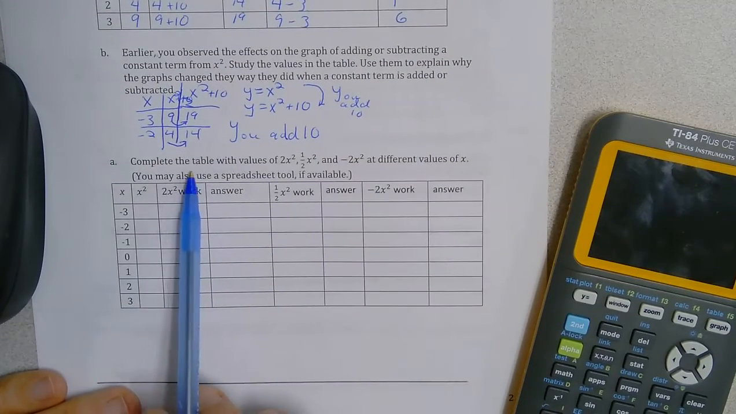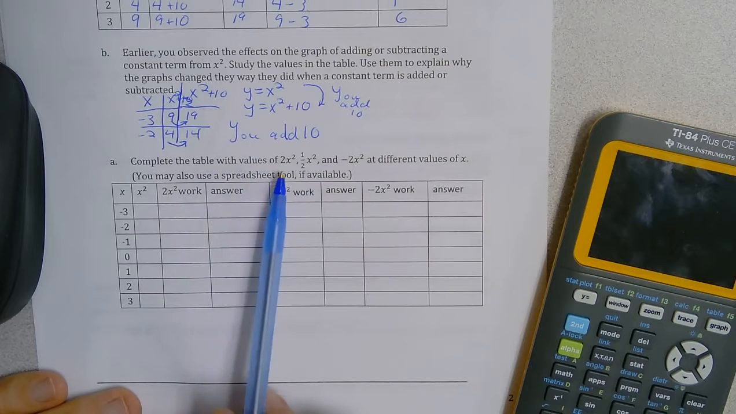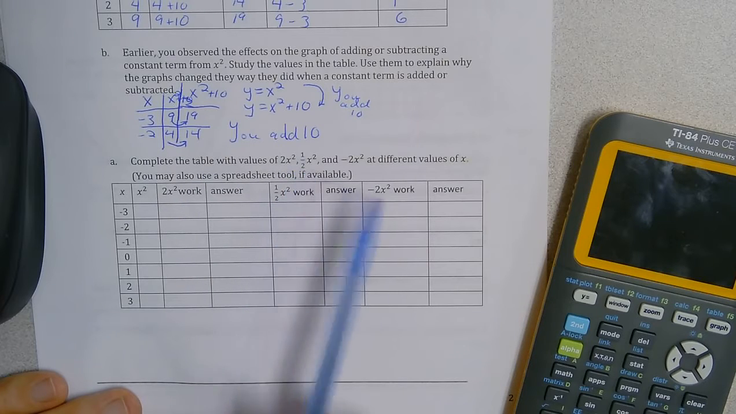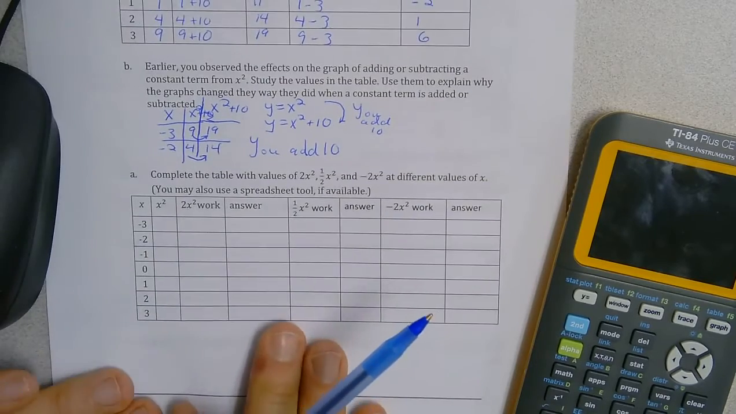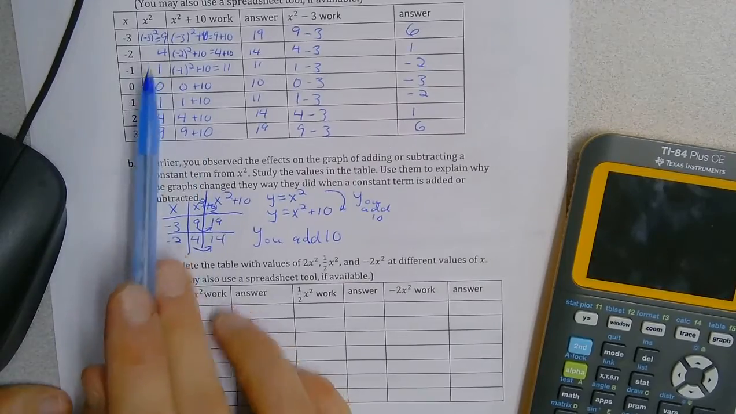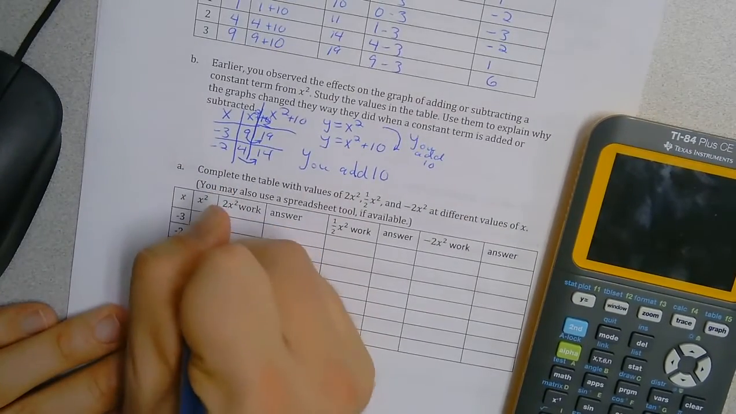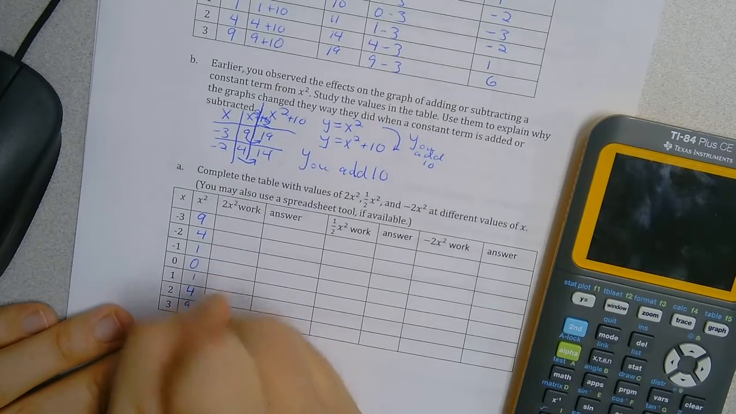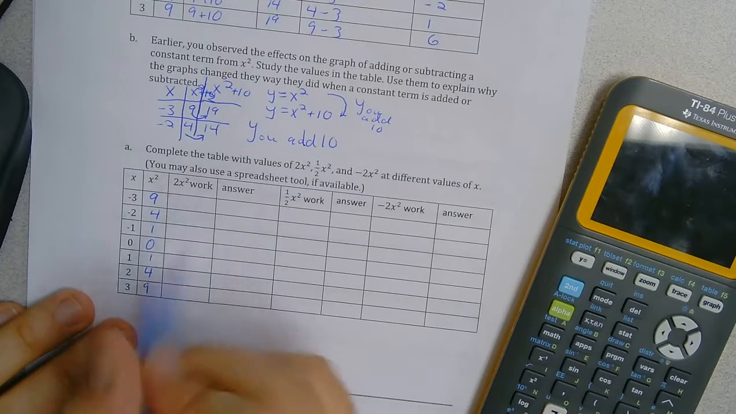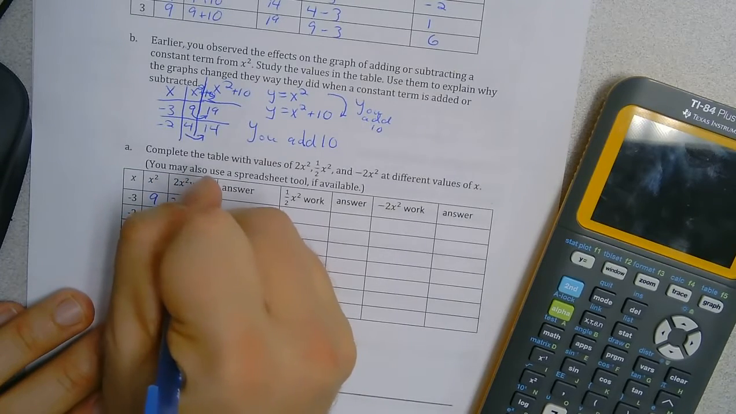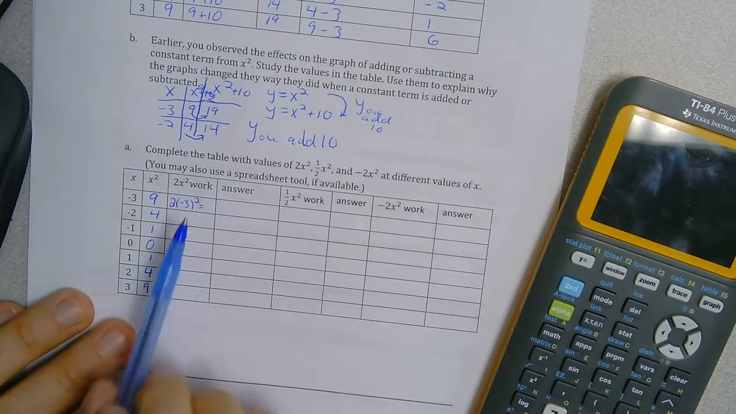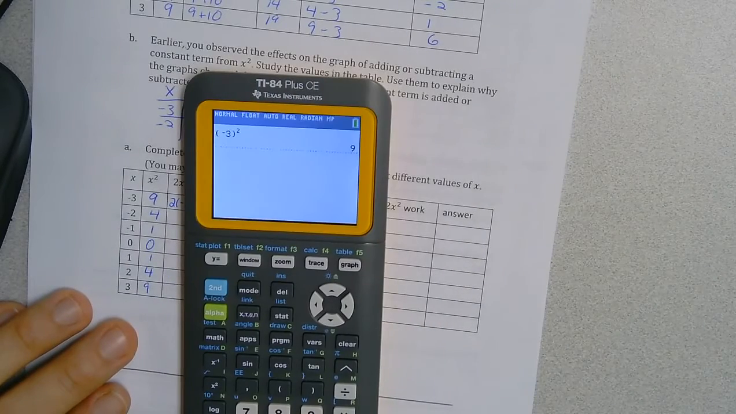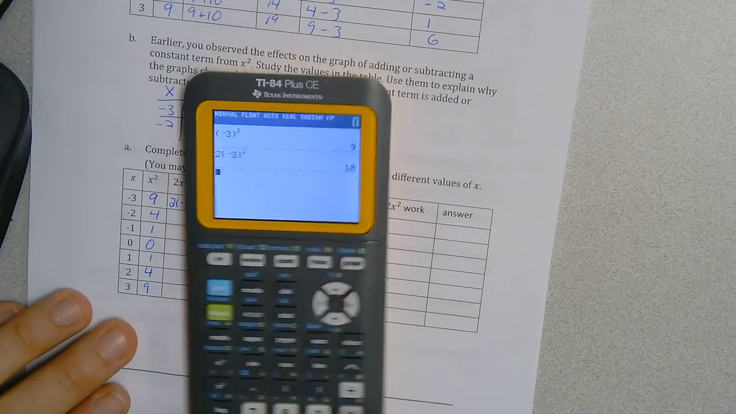So what we're going to do now is complete the tables for y equals x squared, 2x squared, 1/2 x squared, and -2x squared, and then just see what happens with the numbers. So we already did the work for x squared, so I can just fill those in. 9, 4, 1, 0, 1, 4, and 9. And then if I want to do 2x squared, I'm going to go 2 times -3 squared, and then I'm going to write my answer over there so I can use the calculator. So 2 times -3 squared gives me 18.